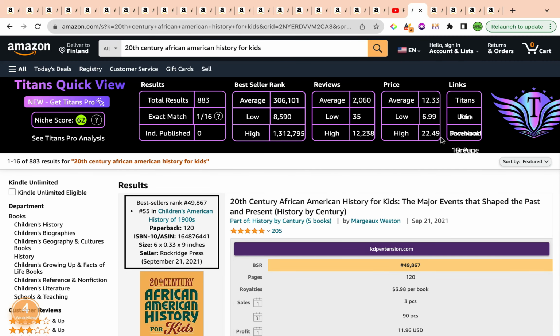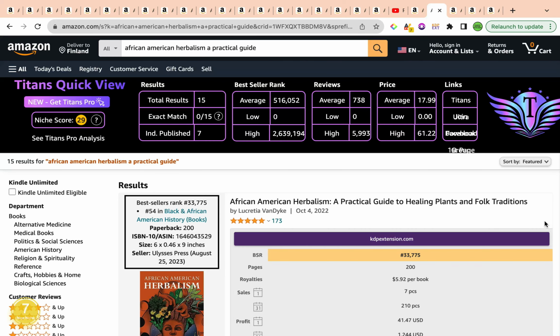So let us head over and talk about our second and final keyword for the day before we talk about the resources that will help you get started. And our second keyword for the day is African American herbalism, a practical guide. And this is also a wonderful keyword that is ranking quite well.